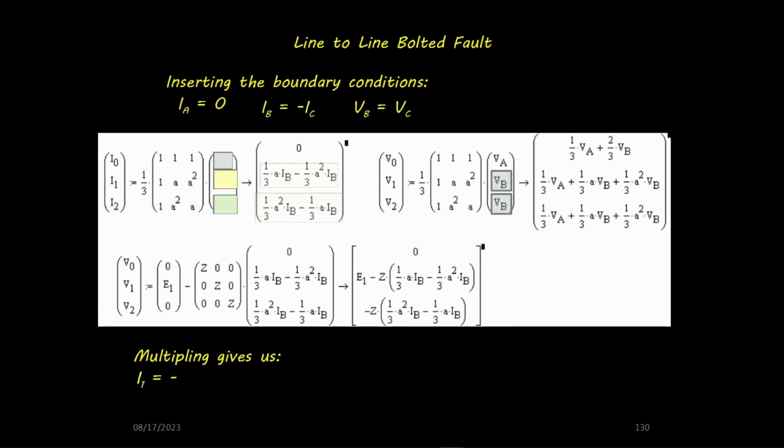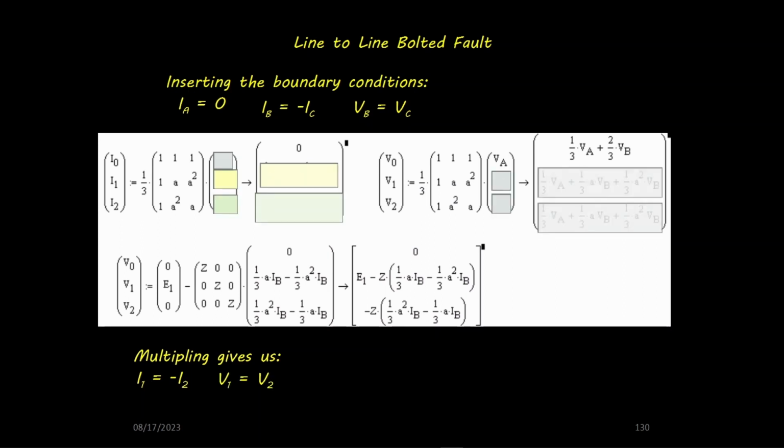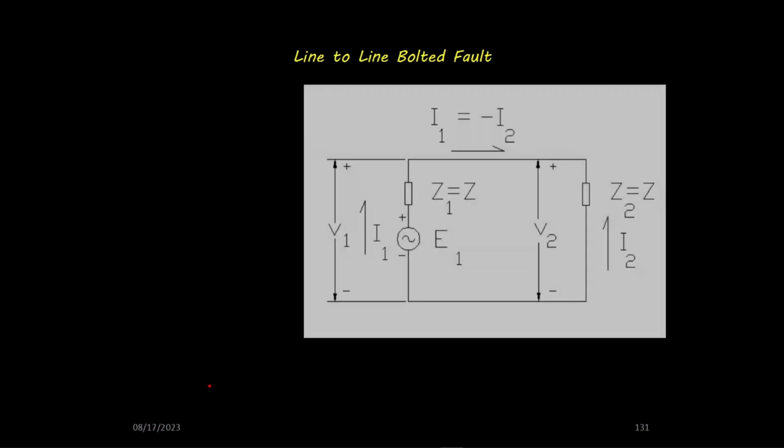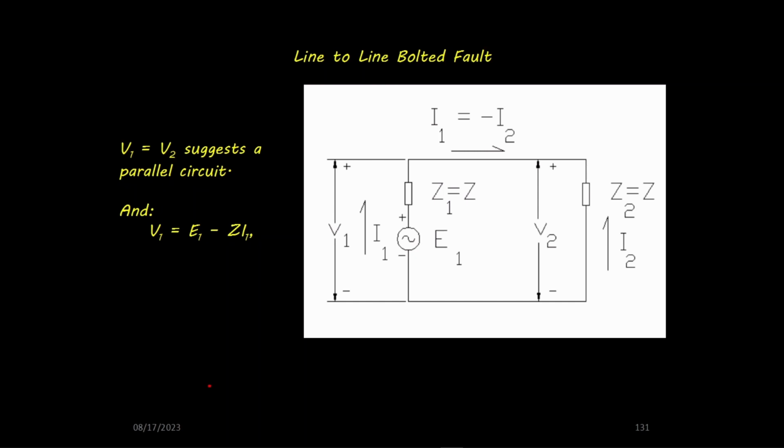Multiplying gives us I1 equals minus I2. V1 equals V2. V1 equals E1 minus Z times I1. And V2 equals minus Z times I2. V1 equal to V2 suggests a parallel circuit, and V1 is equal to E1 minus Z times I1, V2 is equal to minus Z times I2. Since I0 equals 0, there is no zero sequence circuit.